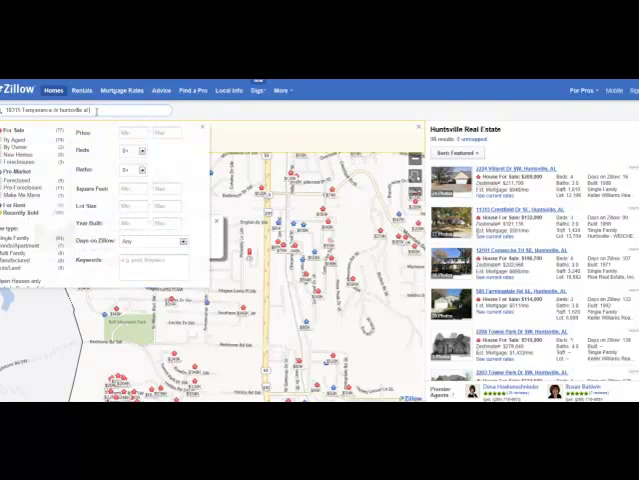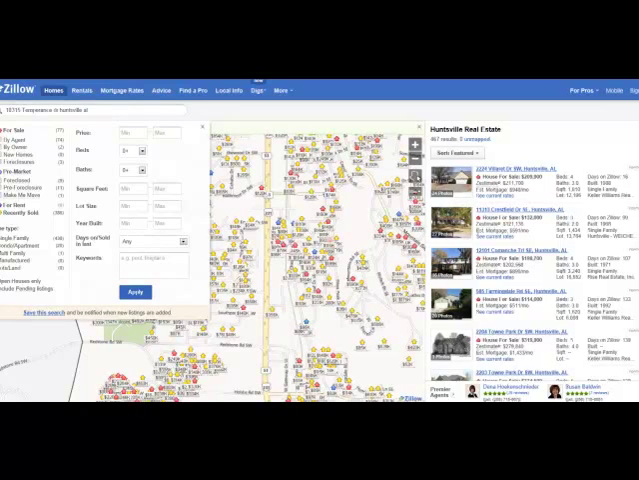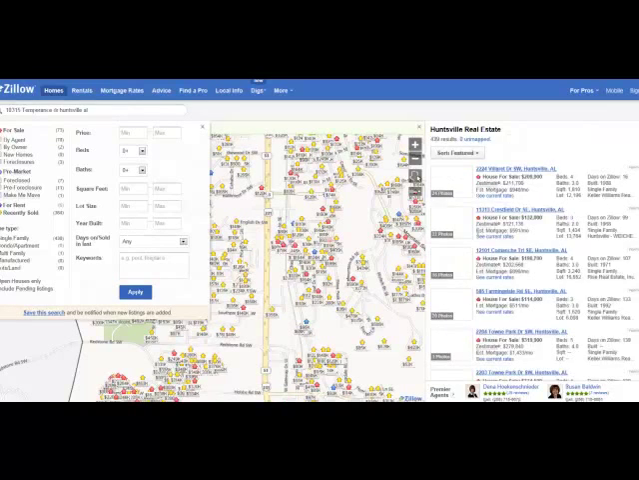One of the first things I'm going to do is click back up here in this little box, and I'm going to come over here and check this box that says recent solds. The other thing I'm going to do is get rid of all of these little check marks that don't make sense to what I'm looking for, and I hit apply.